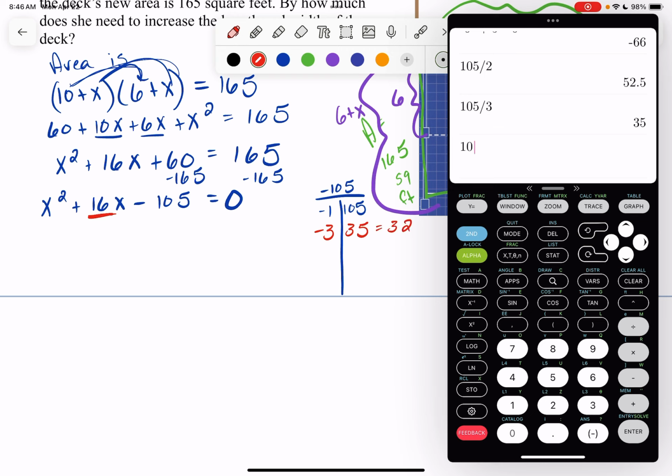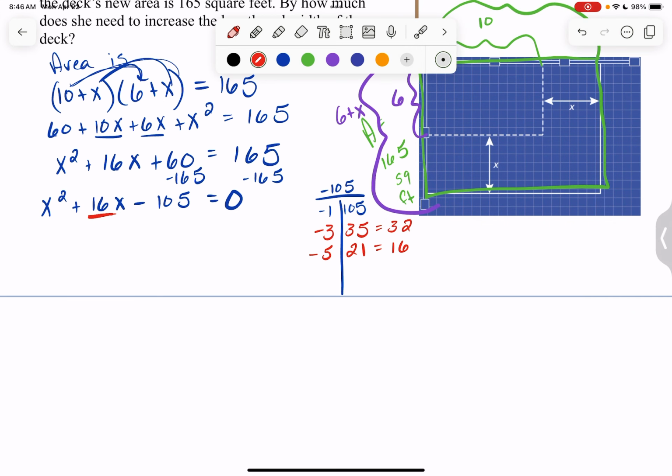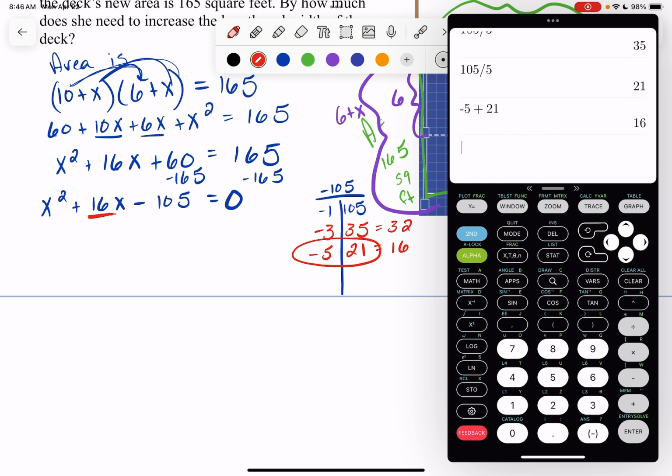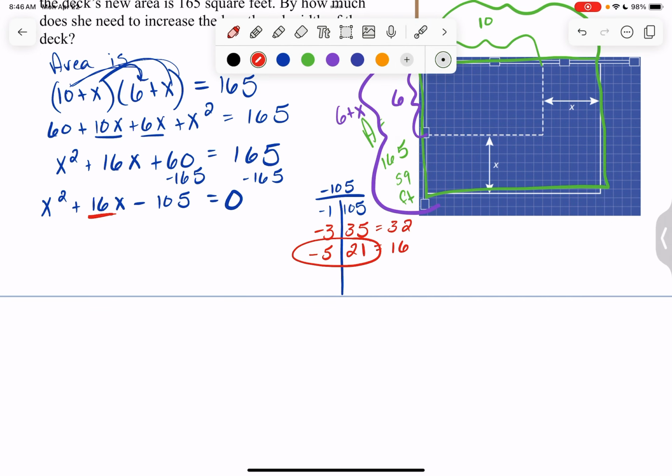Okay, 105, 5 and 21. What if the 5 is negative? Because we need to get negative 105. Negative 5 and 21, that is 16. Hey, we found it. Once you find it, you don't have to keep going. So negative 5 and 21. Again, you can always check: negative 5 and 21 is 16. Yep, it works. Okay, so we have our factors.